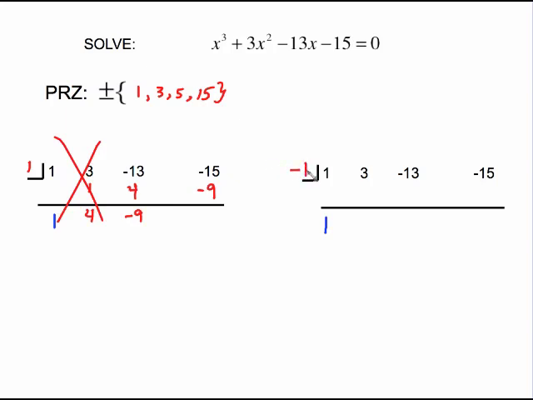Next thing to try in order will be negative 1. Negative 1 times 1 is negative 1, gives you 2. Negative 1 times 2, add gives us negative 15. Negative 1 times negative 15 is a positive 15, which is my 0.